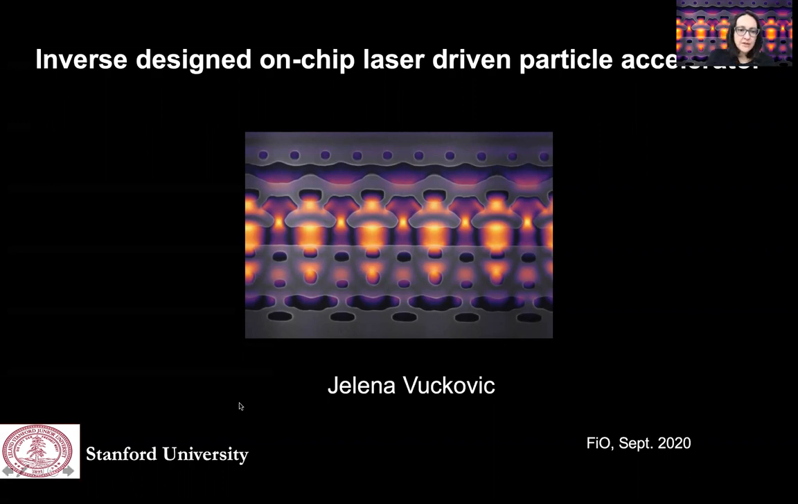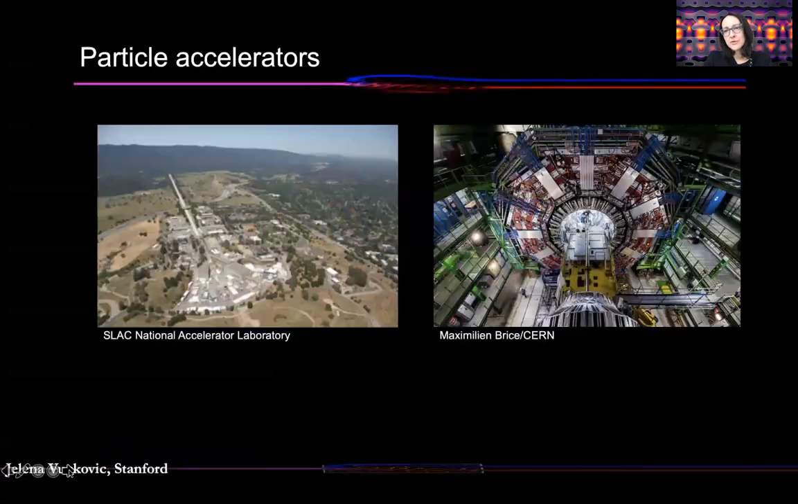So let me start by reminding all of you that when someone mentions an accelerator, we usually think about these very large-scale structures, such as the SLAC linear accelerator, which is a few miles long and sits on top of the hill above Stanford, or this CERN accelerator, which is even larger and leads to larger acceleration energies of electrons.